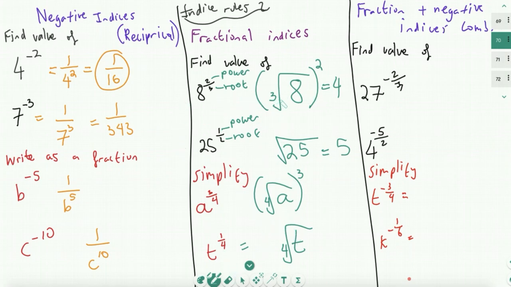So you root by the bottom, so 8 rooted by 3. Well, what 3 numbers make 8 is 2 times 2 times 2, which is 2. And we're going to power the answer. So 2 squared makes 4.